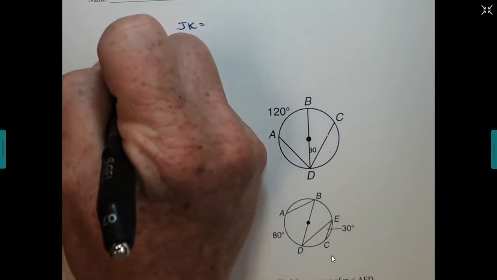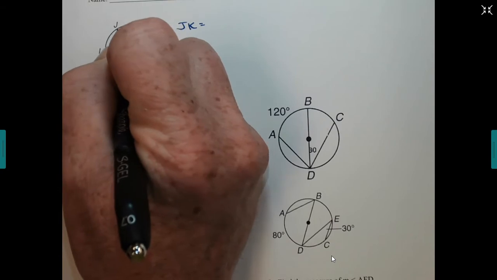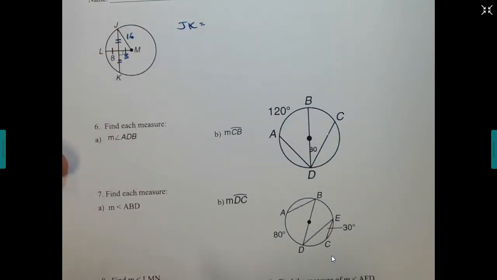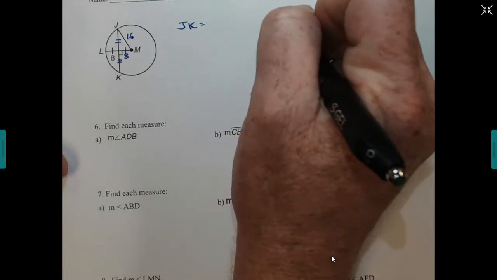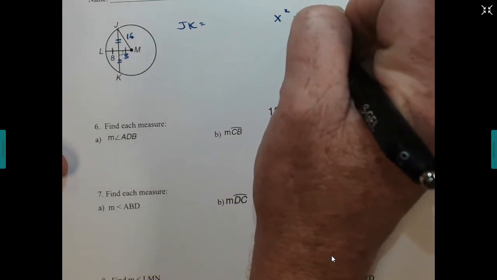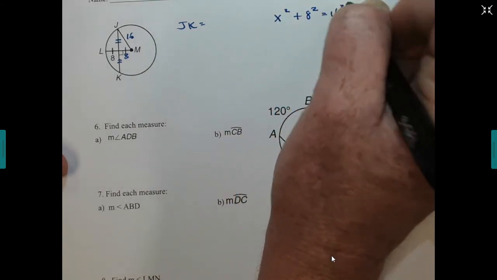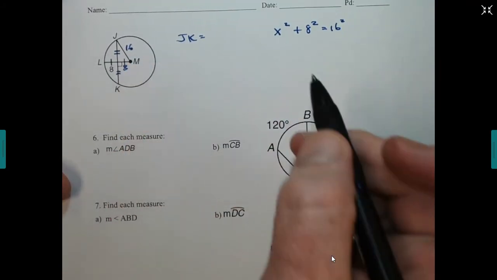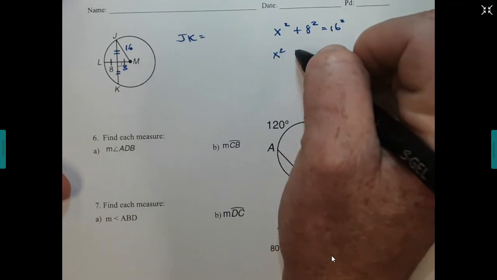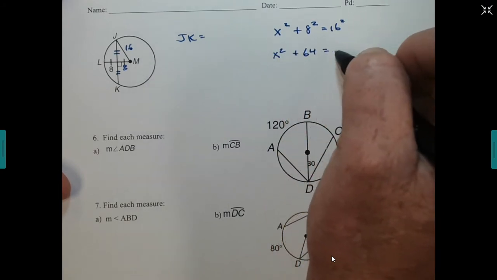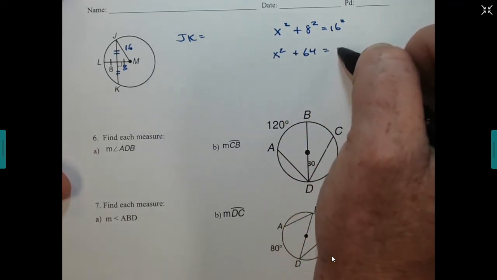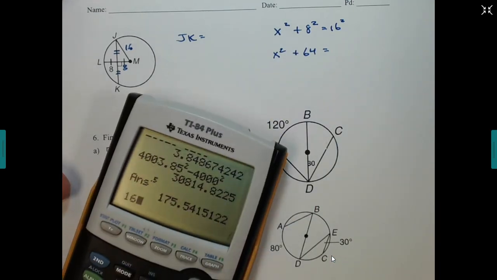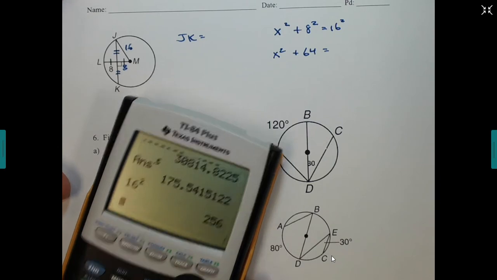I can find JK because I know if we have a perpendicular situation there, then it's cut in half. So I don't know, squared plus 8 squared equals 16 squared. I have a Pythagorean theorem problem right there. I think 16 squared is 256. Let's double check that. 256.